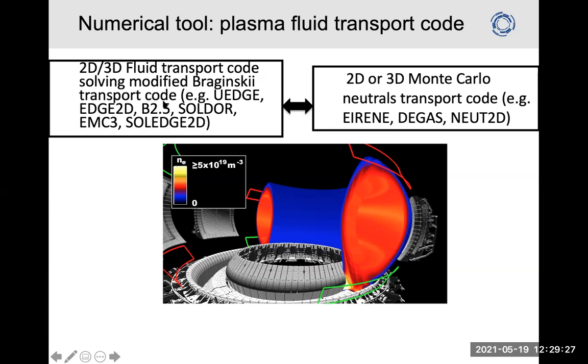Yeah? And these codes, I would say, B2.5, SolH2D, and H2D are containing more or less similar physics. The difference is EMC3 is 3-dimensional, so it contains the physics of 3 dimensions. And it doesn't need to be aligned with a numerical grid. What you see here is a solution of the electron density simulated with EMC3 ARENA for ASICS upgrade in 3D.